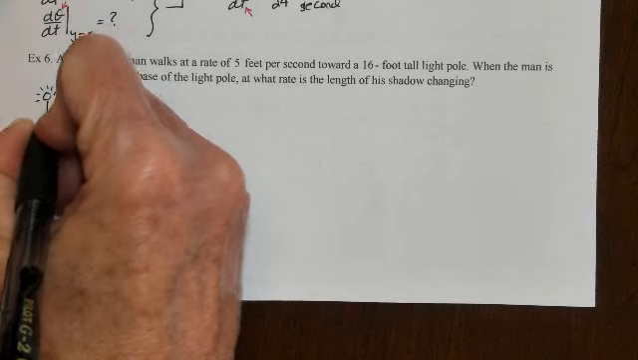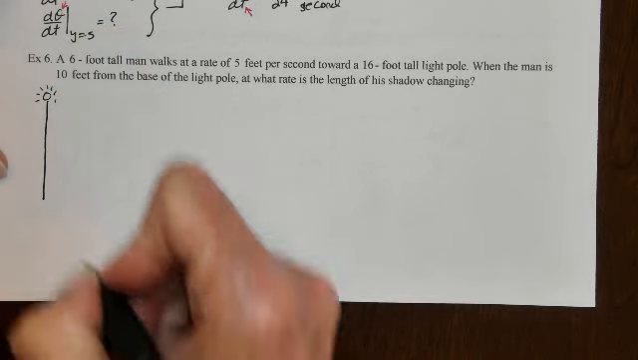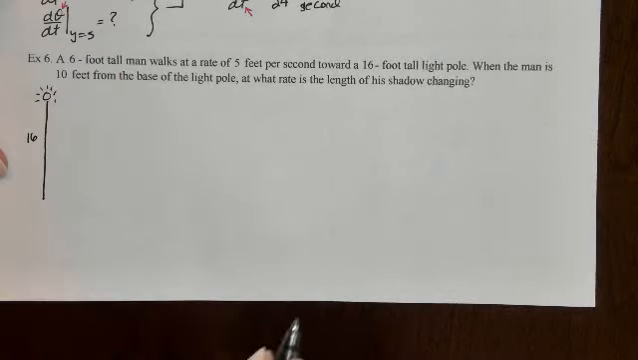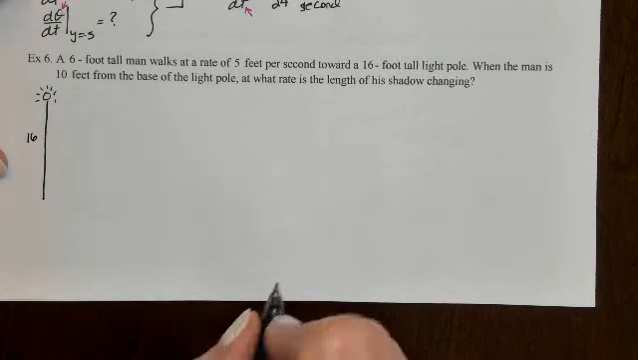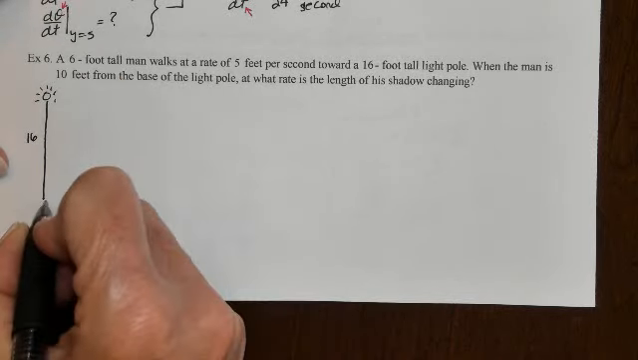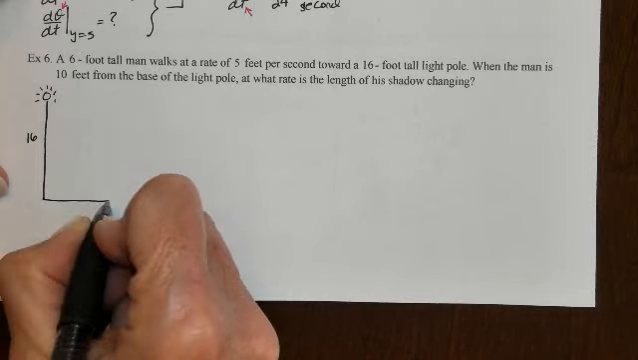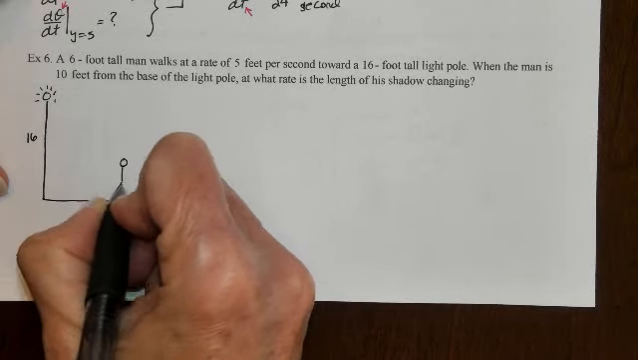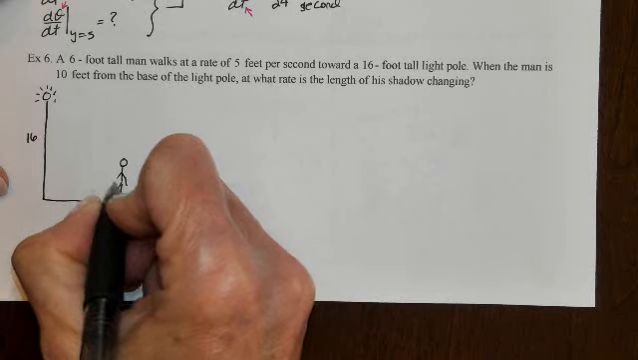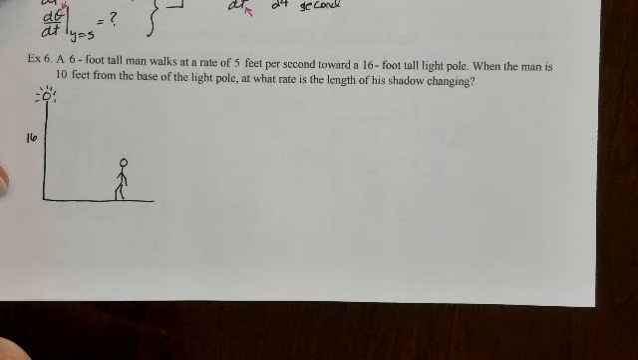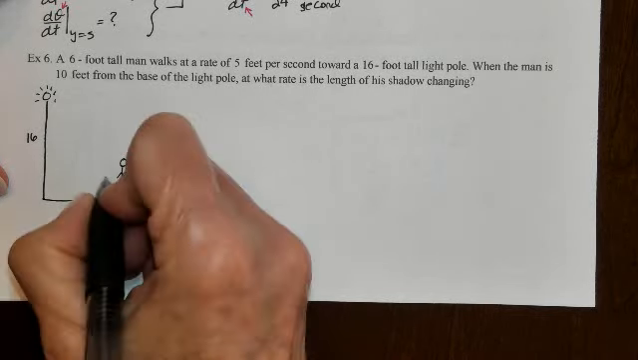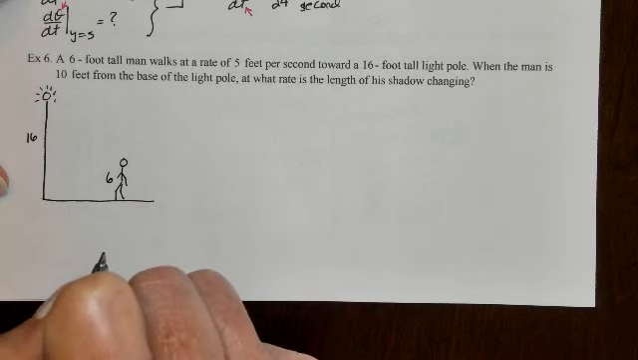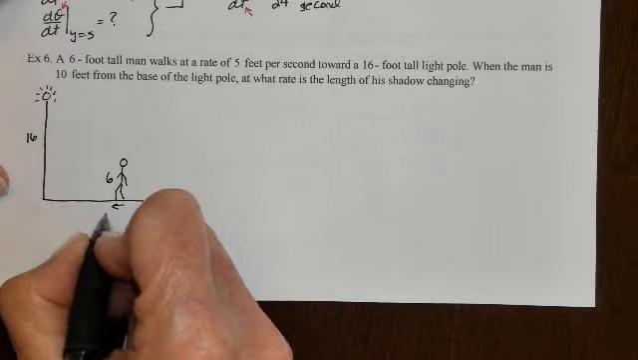Here's my light pole. I'm going to assume that it's vertical, not leaning. Didn't get hit by a truck. It's a 16-foot light pole. And this man over here is walking. I'm assuming he's walking on level ground. And he's walking toward a light pole. He is 6 feet tall. So he's walking this way.